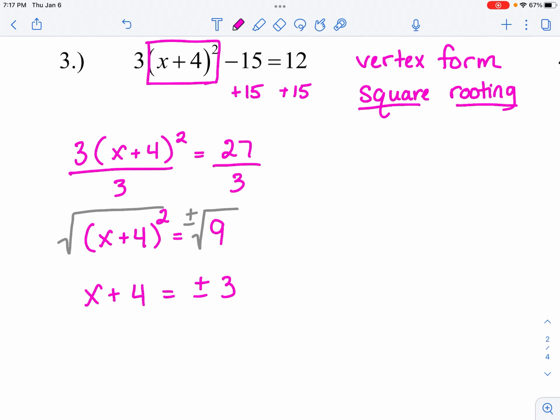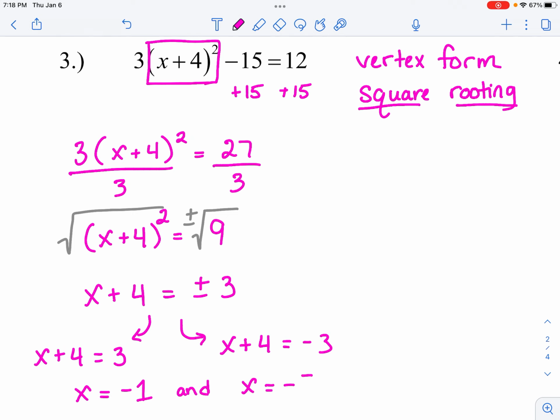So what I have here is I actually have 2 separate equations. I have x plus 4 equals positive 3, and I have x plus 4 equals negative 3, and I want to solve both of them. So the nice thing is they both just subtract 4 to get their answer. So I get x equals negative 1, and I get x equals negative 7. Now, see how I got nice integer whole number pretty answers? That means I could have solved this by factoring, and that would have worked out just fine.